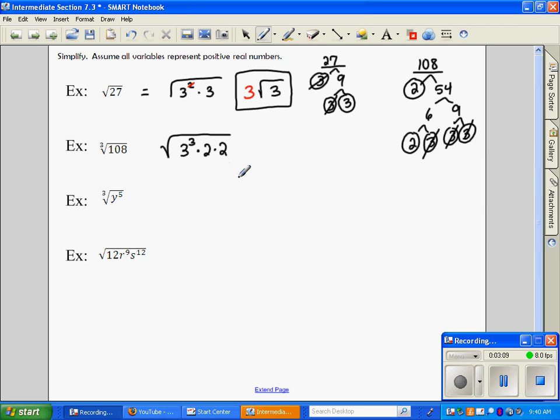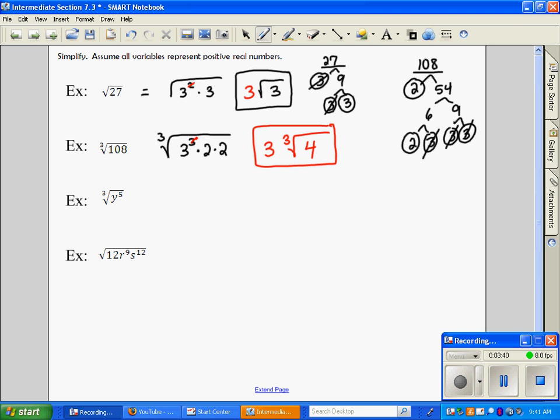So now that I keep my index there, this exponent matches this index. That means this 3 in front is going to come out. So I'm going to get a 3. And underneath here, neither one of these has an exponent of 3, so they both stay under. So 2 times 2, I'm just going to leave the 4 underneath there. And I have to remember to keep my index. If my index is not a known 2, I have to represent it.